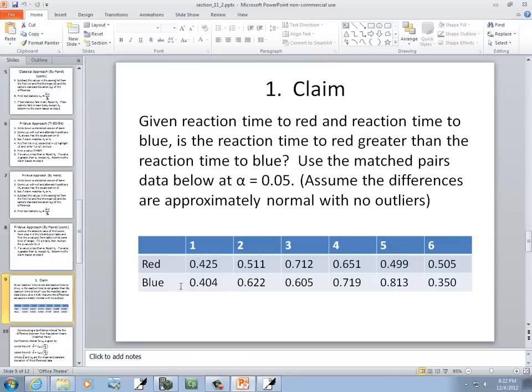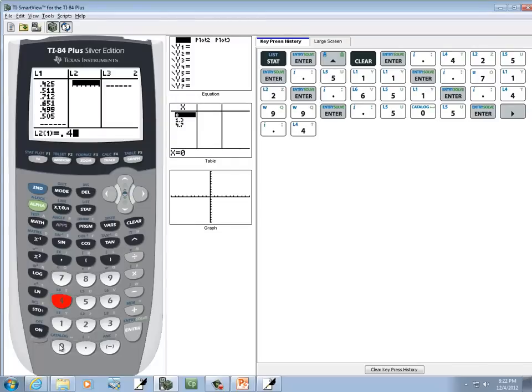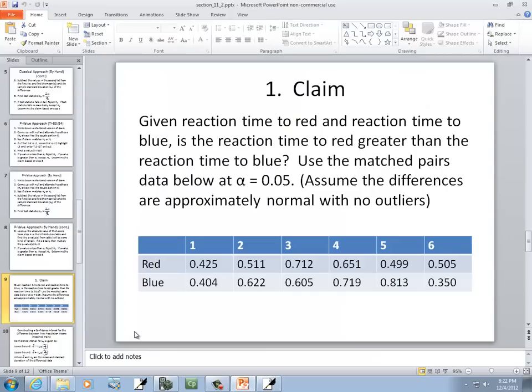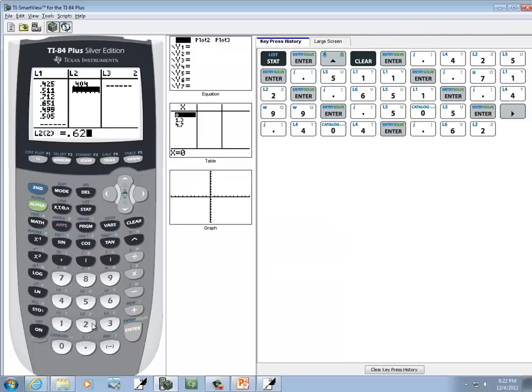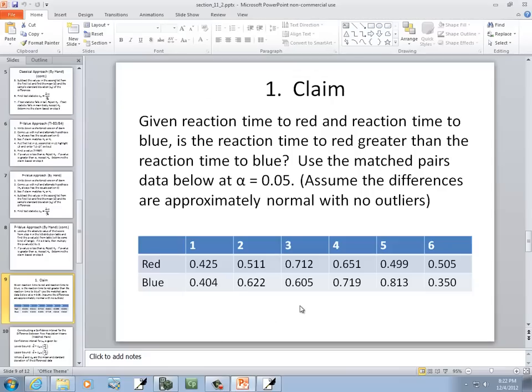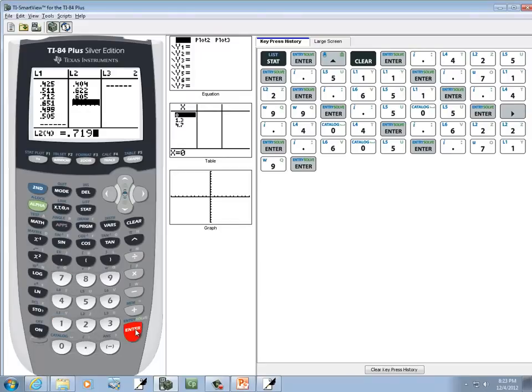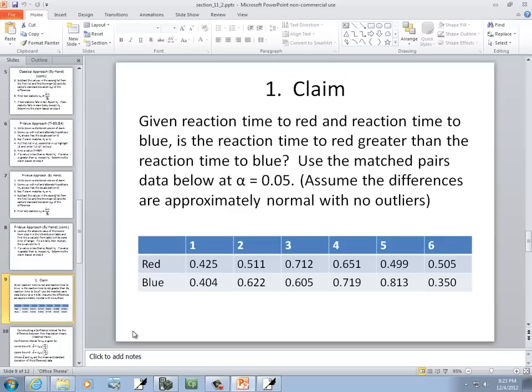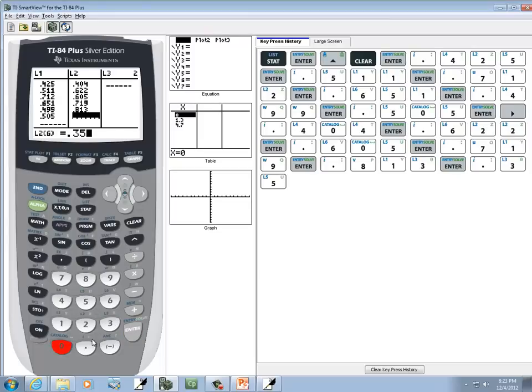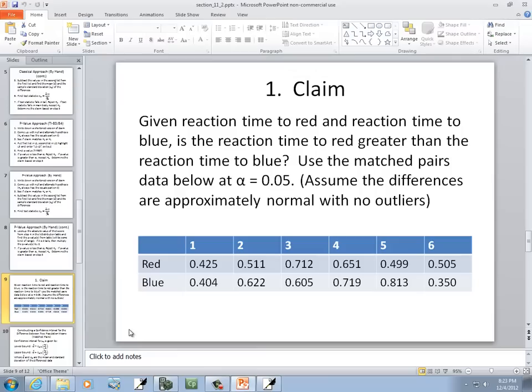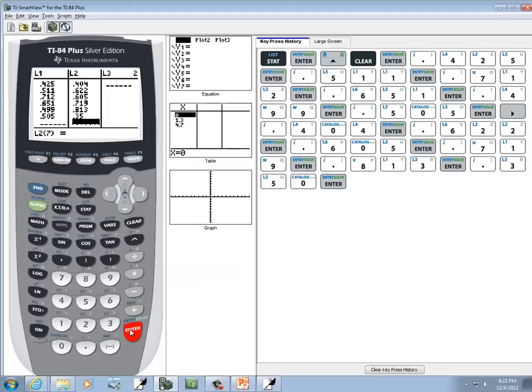Okay. So I'm going right over to L2, and that's where we put our second list, the blue values. So 0.404, 0.622, .605, .719, .813, and .350. And let me double check my numbers: 404, 622, 605, 719, 813, .35. Okay. Now look where my cursor is.